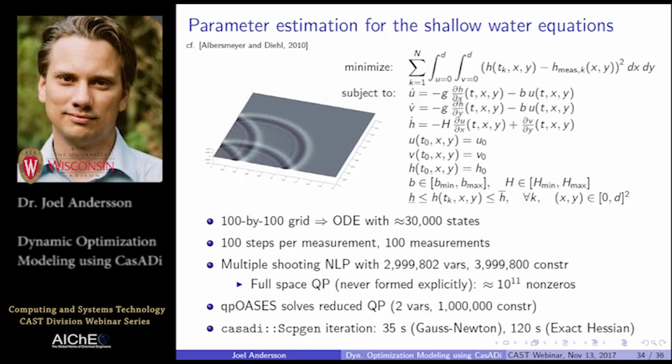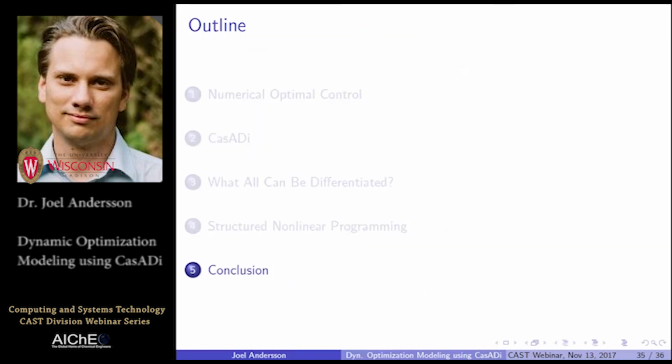So you can solve this with CasADi, and then each iteration will take some 35 seconds if you're using a Gauss-Newton approach, or like 4 times longer if you're using an exact Hessian. So this is mainly a proof of concept code of how you can exploit structure. And so, just wrapping up the presentation.